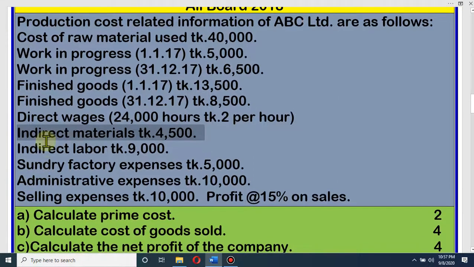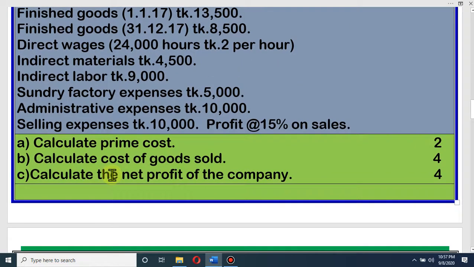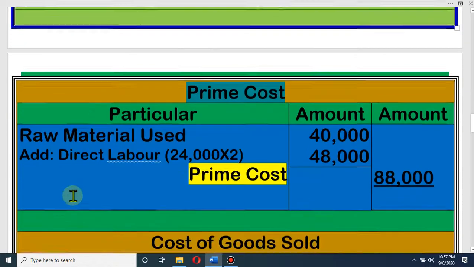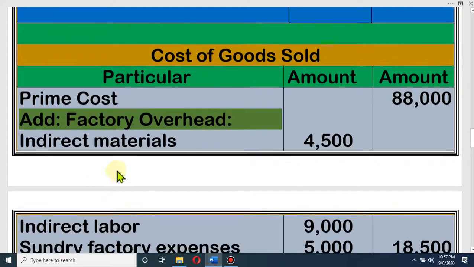Then indirect labor. This is also another factory overhead. And then Sunday factory expenses. This is also a factory overhead. These two, administration and selling, this is not factory. So dear student, only three factory overhead we have: indirect materials, indirect labor, and Sunday factory expenses. Dear student, if you can remember, prime cost plus factory overhead equals to factory cost.